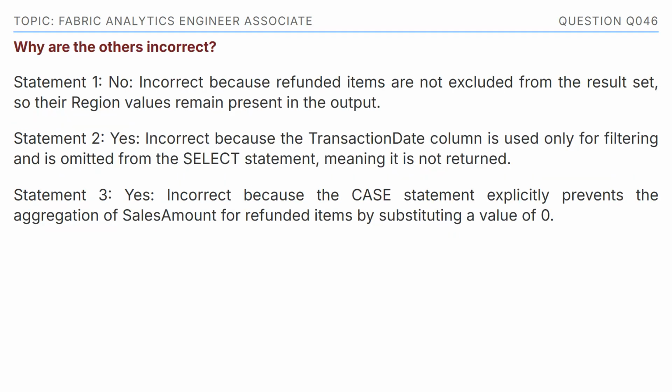Why are the other answers incorrect? Because Statement 1, no, is incorrect because refunded items are not excluded from the result set, so their region values remain present in the output. Statement 2, yes, is incorrect because the transaction date column is used only for filtering and is omitted from the select statement, meaning it is not returned. Statement 3, yes, is incorrect because the case statement explicitly prevents the aggregation of sales amount for refunded items by substituting a value of 0.